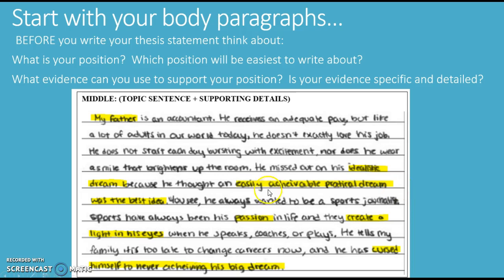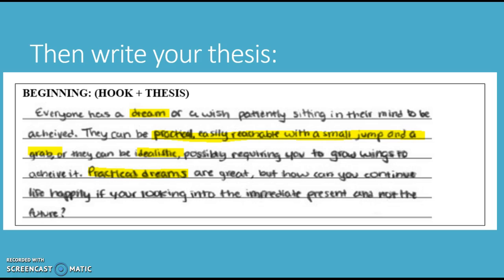And then some emotional words like passion, create a light in his eyes. He has cursed himself to never achieving his big dream. So look at those emotional persuasive words. That's what I want to see. So I know this writer's going to use an anecdote. So in order to do that, we need to set that up with a thesis statement. So here's some brainstorming on an example or some evidence, and now I want to go back and write my thesis because now I have my body paragraph details.